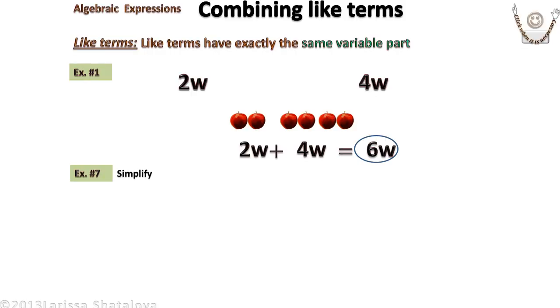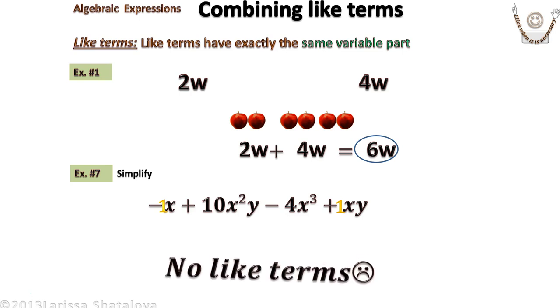And let's look into example number 7. What we have: negative 1x and positive 10x squared y and negative 4x cubed and positive 1xy. Now look into this example one more time, and there is nothing we can do because we don't have any like terms. We can't combine them, we can't simplify, so we have to keep it as it is.